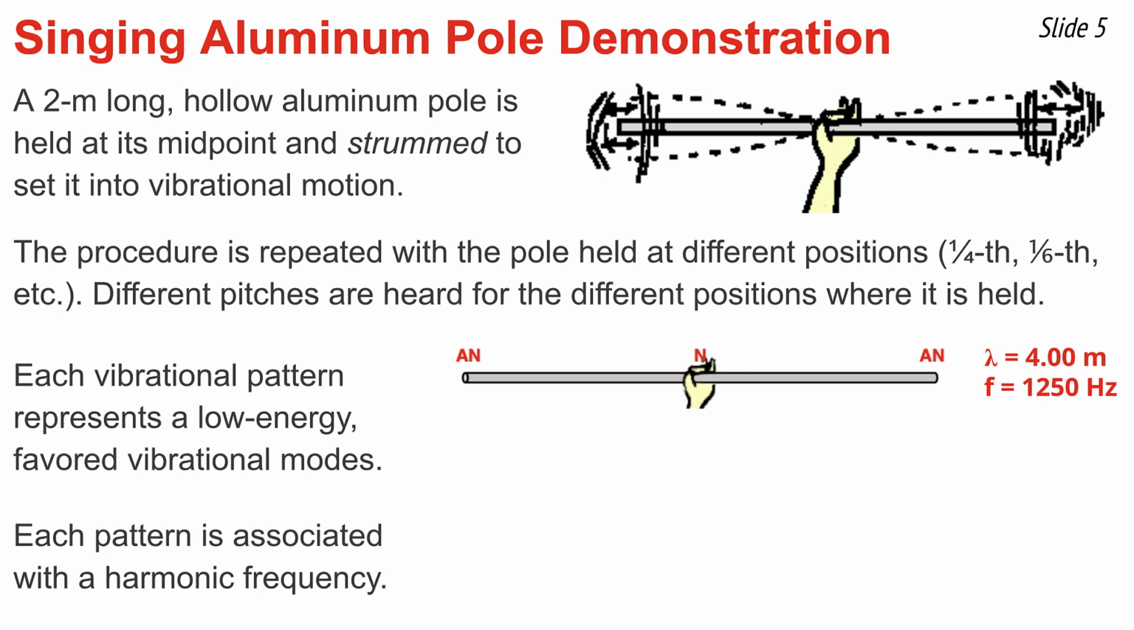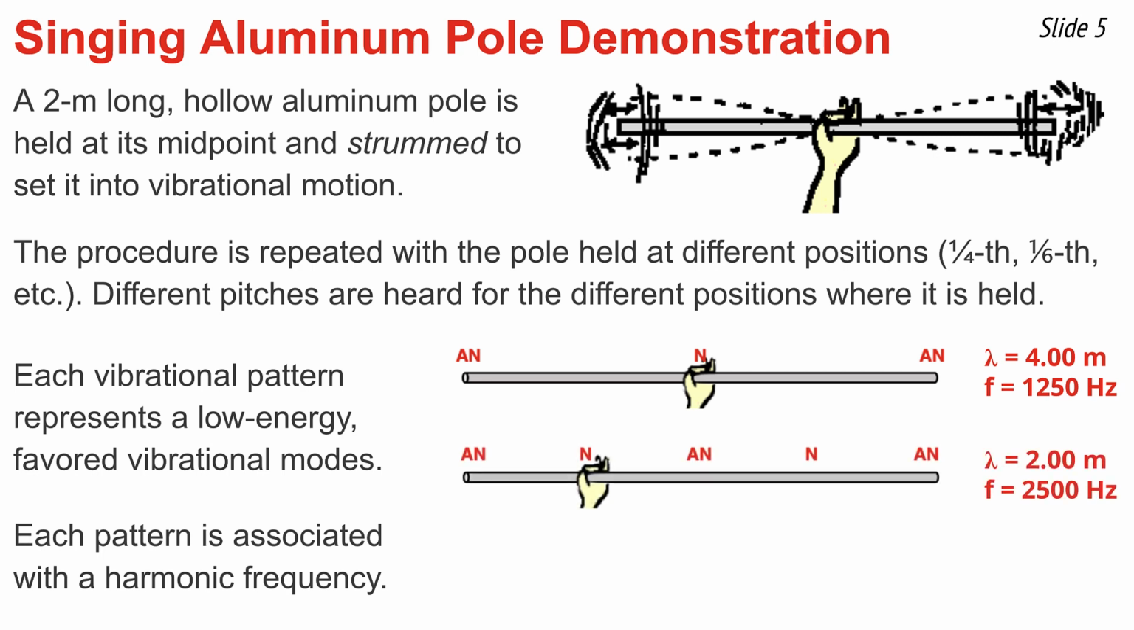If I hold the pole at the 1/4 position, I would force a node to be located there because the pole can't vibrate at that location. For symmetry reasons, there'd also be a node at the 3/4 position and antinodes located in between any two adjacent nodes and at the end of the pole. When vibrating with this mode of vibration, the wavelength would be 2 meters, that is 1/2 the length, 1/2 the wavelength of the first harmonic, and the frequency would be twice the frequency.